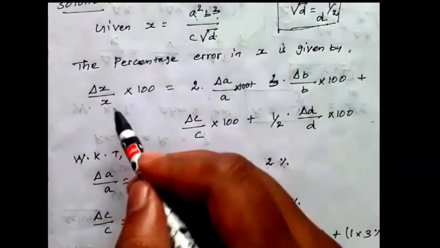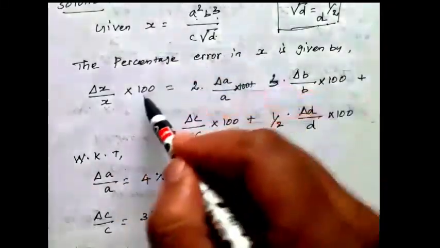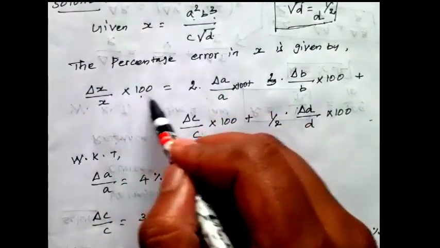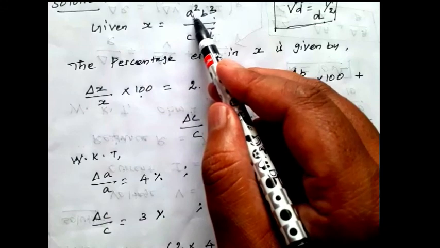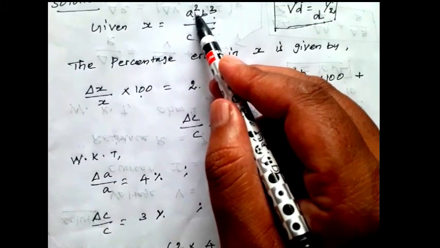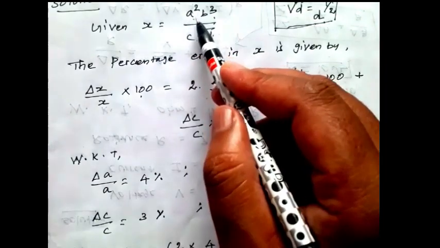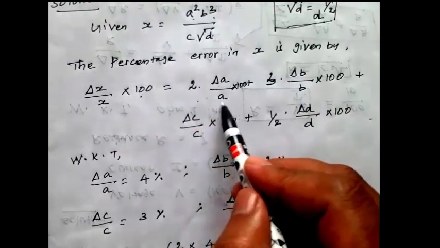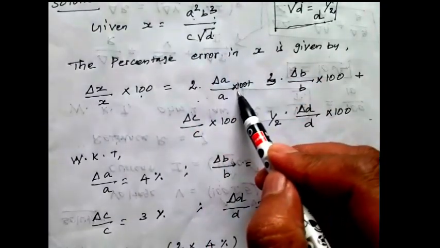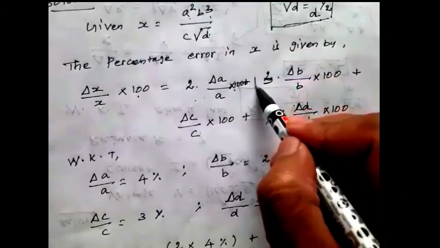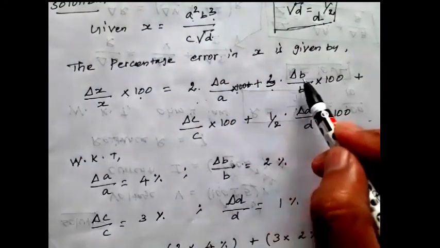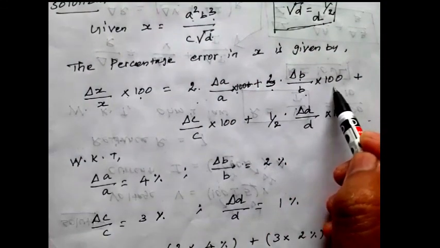Using this method, the percentage of error is given by del x by x into 100. We know we multiply by 100. So del x by x, that is percentage of error, equals, using error in power of quantity a square, that is z equal to a square, then del z by z is equal to 2 into del a by a, that will be 2 into del a by a into 100, plus b cube. What is the value of b cube? The 3 comes in front, 3 into del b by b into 100.